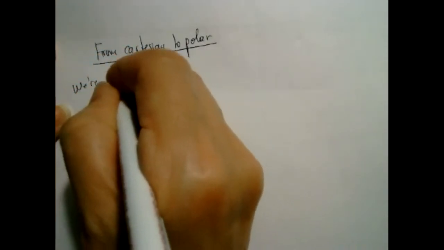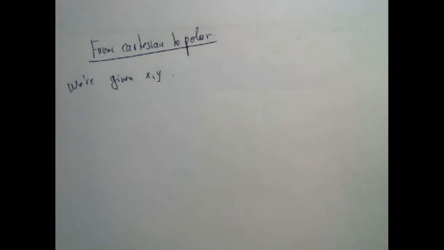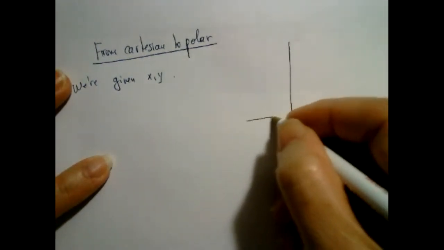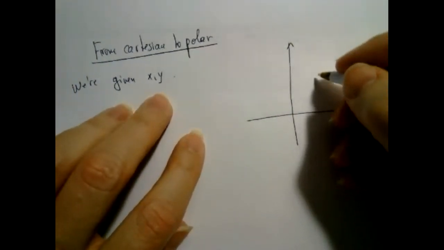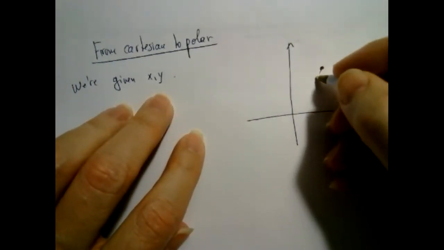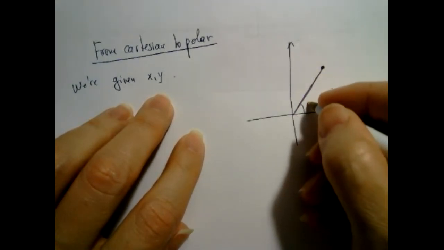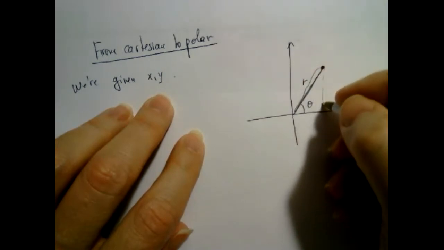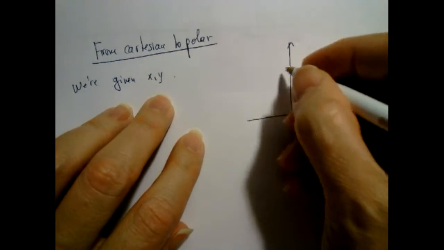Okay, so here we're given x, y, and we need to find the r and the theta. So again, I will draw the picture because, as I said over and over, draw the picture because it's trigonometry. It's nothing deeper than that here. So this is my angle theta, and this is my r. And I know x, and I know y. So this is what I know.